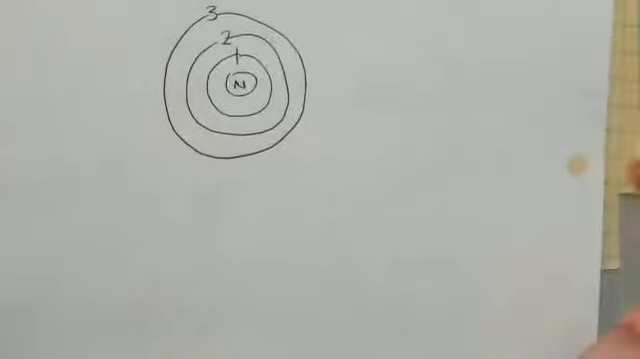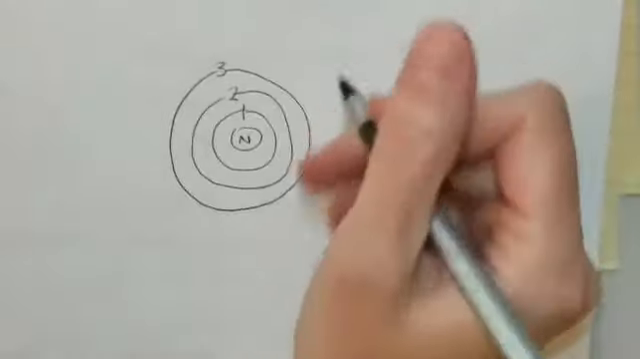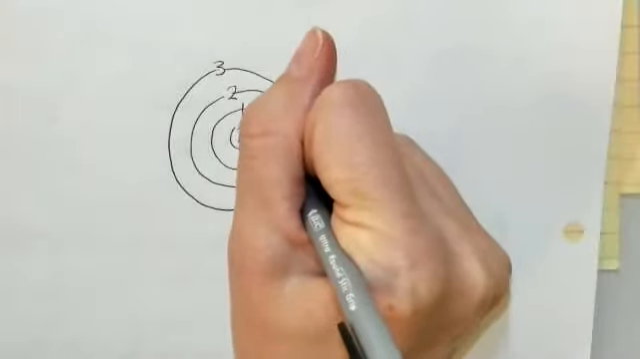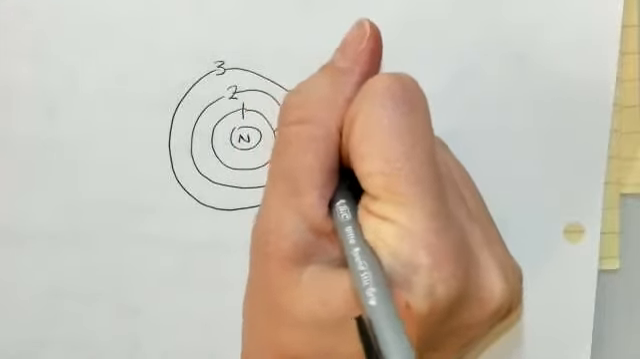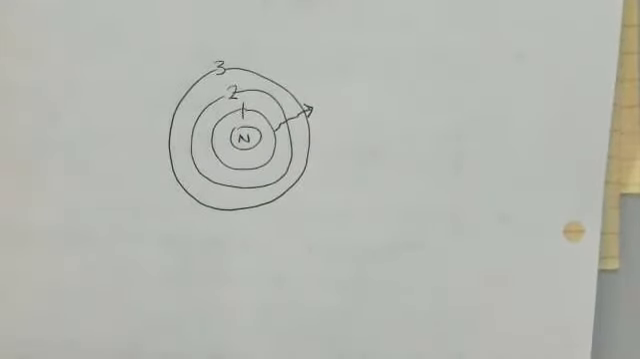Now, with the energy of transition, if I take an electron in the first shell and I go up to the third shell, that is not going to make the electron happy, right? Because it's going farther away from the nucleus.